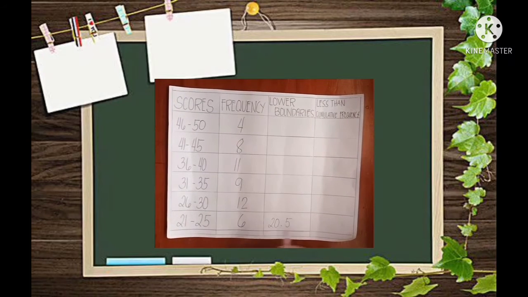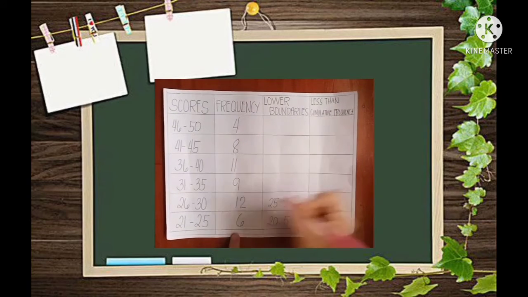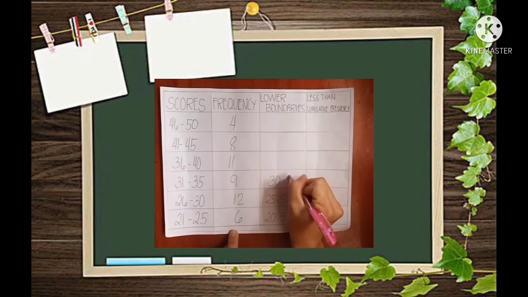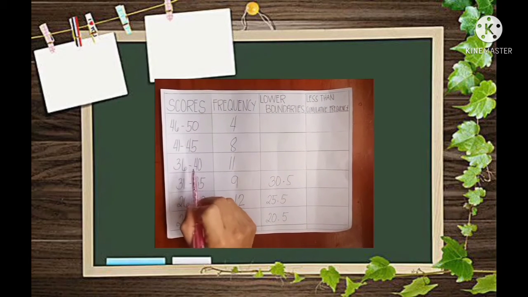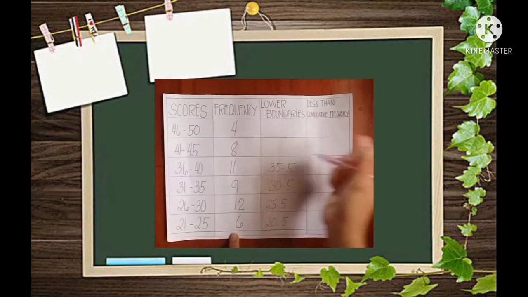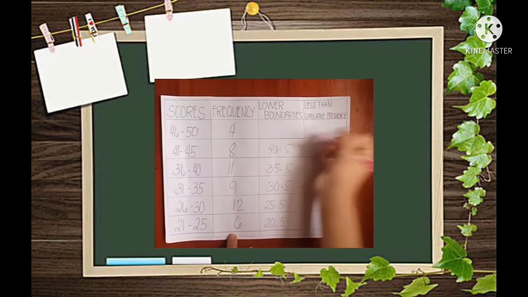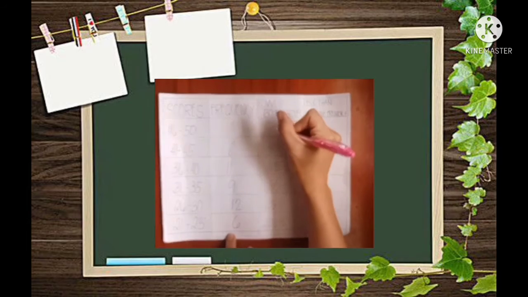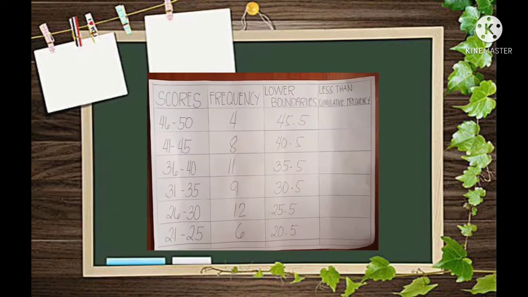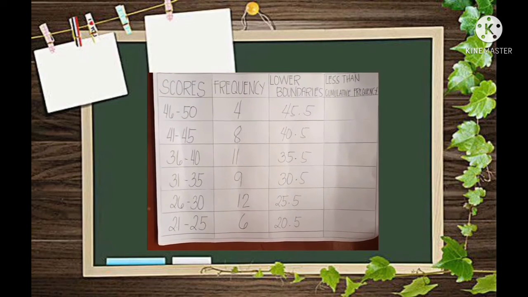26 minus 0.5 equals 25.5. 31 minus 0.5 equals 30.5. 36 minus 0.5 equals 35.5. 41 minus 0.5 equals 40.5. 46 minus 0.5 equals 45.5.